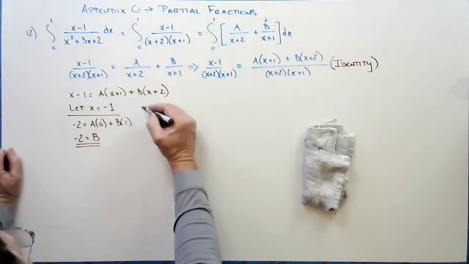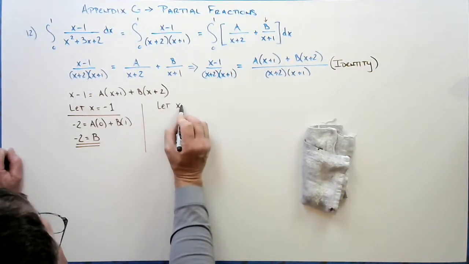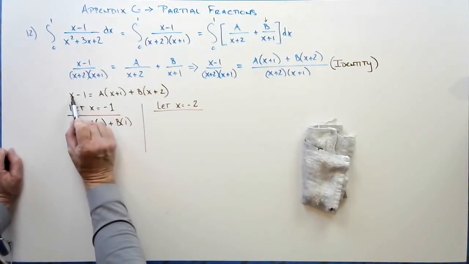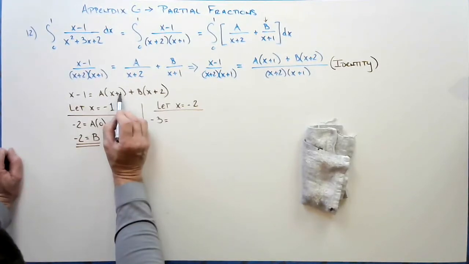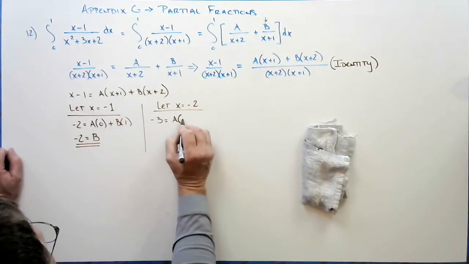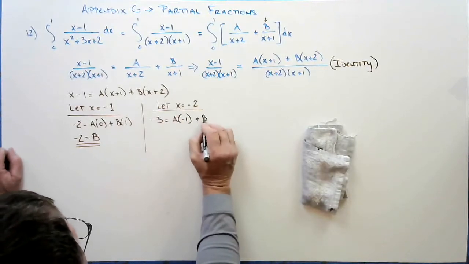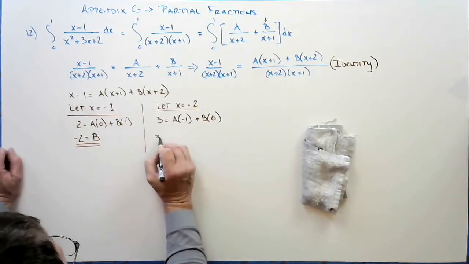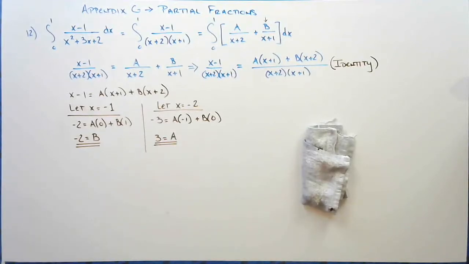Now, to find the value for a, I'm going to pick the 0 for this. And so I'm going to let x equal -2. If x is -2, -2 minus 1 is going to be -3 on the left-hand side. -2 plus 1 is -1. So that's going to be a times -1. -2 plus 2 is going to be 0. So that's going to be b times 0. That's gone. If I solve this, I get 3, and negative divided by negative makes a positive, equals a.